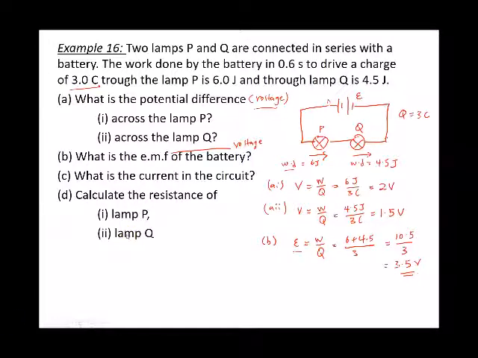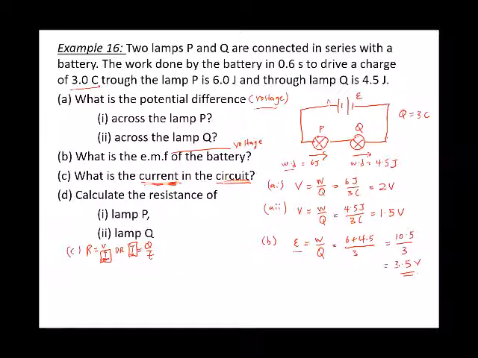Okay, and then for part C, you want to find the current in the circuit. The two formulas that should come to mind are R equals V over I, or I equals Q over T. Why do these two formulas come to mind? Because these two formulas have current in them. So let's take a look.